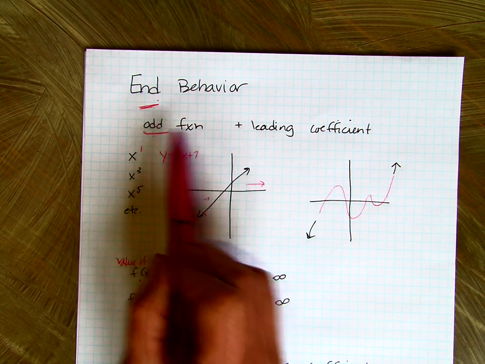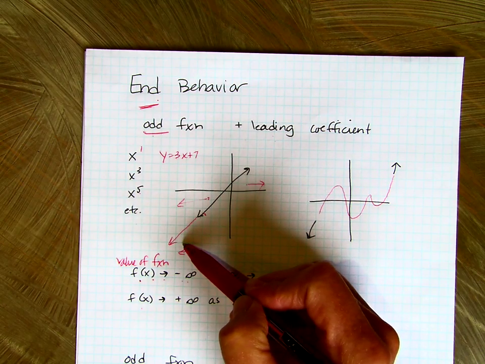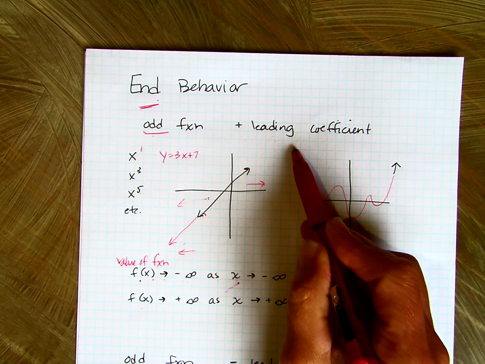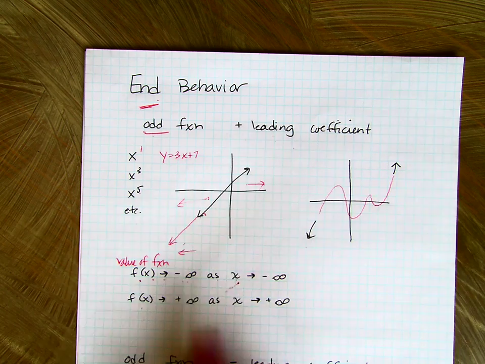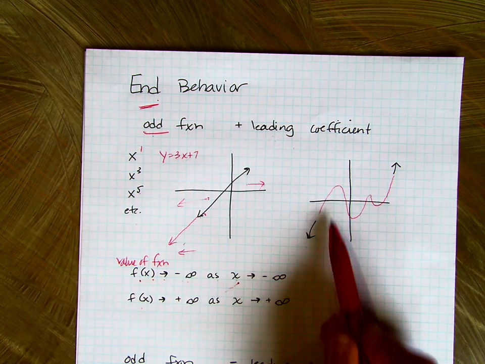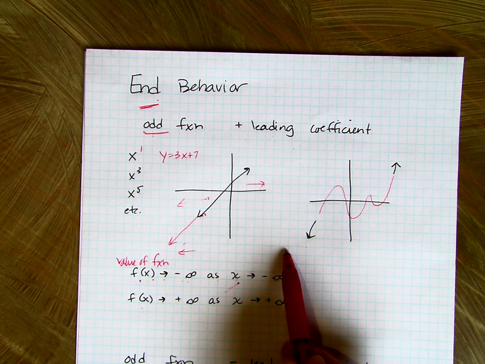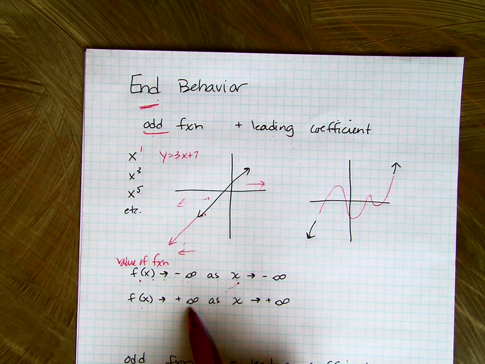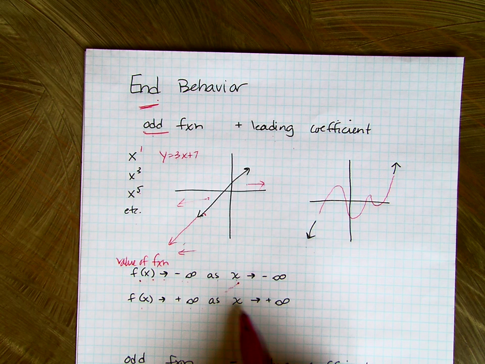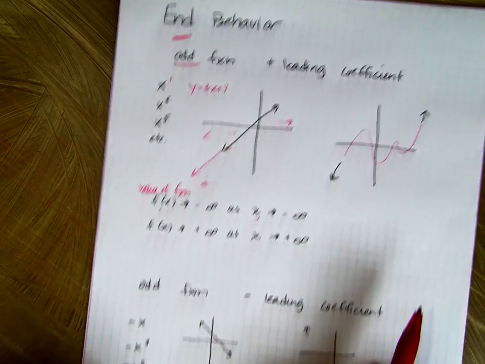If you have an odd function with a positive leading coefficient, it's going to go down to the left and up to the right. And how do we say that? We say the value of the function goes to negative infinity as x goes to negative infinity. Down to the left, up to the right. The value of the function goes to positive infinity as x goes to positive infinity. So I know what the ends of the function look like.